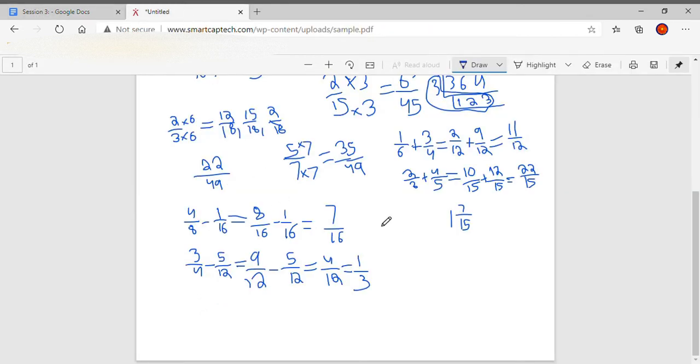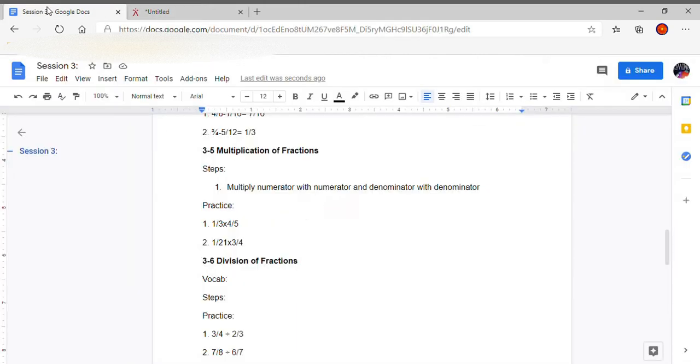So 1/3 times 4 over 5. Remember, just multiply across. 1 times 4, 4. 3 times 5, 15. So you cannot simplify this, so it's just equal to 4 over 15.